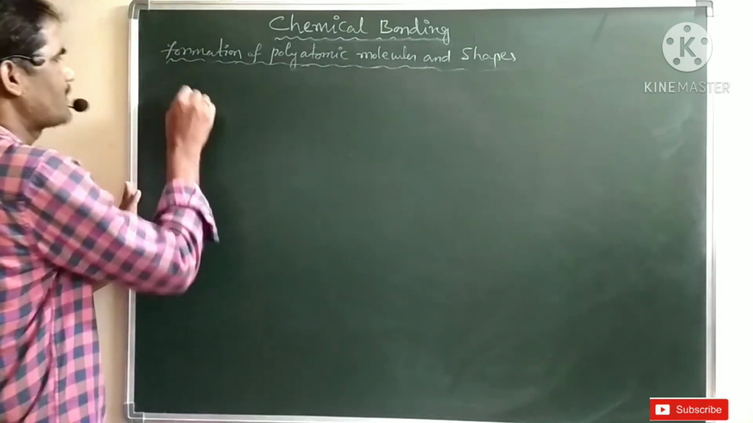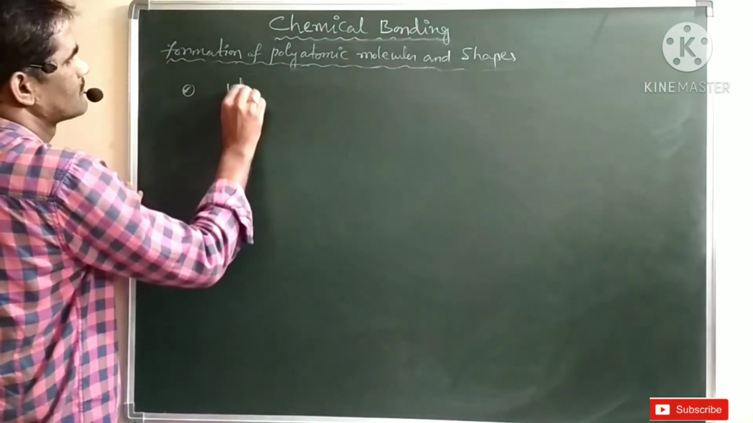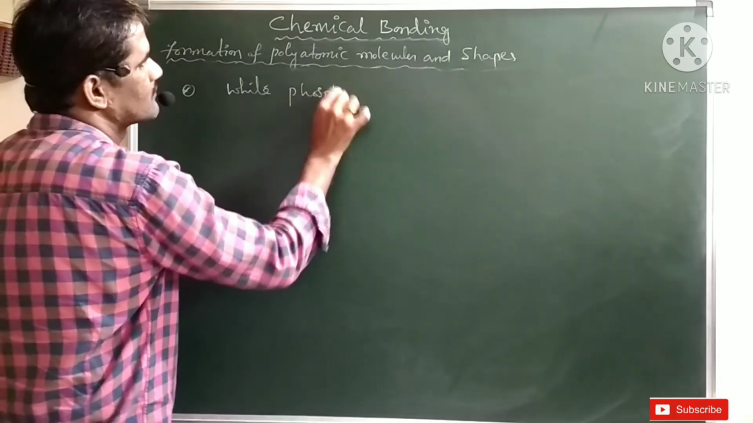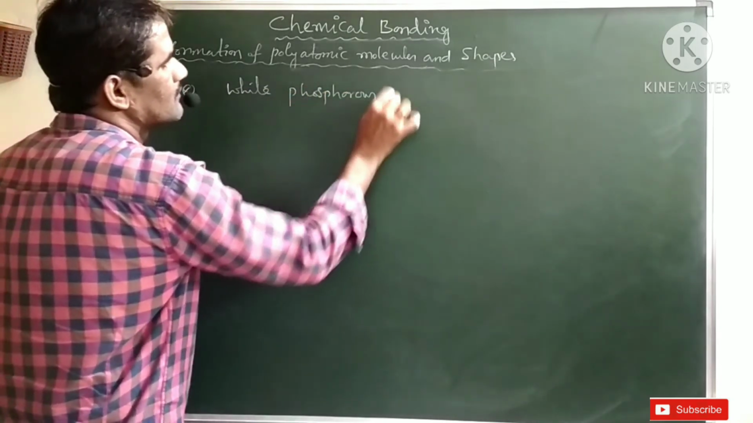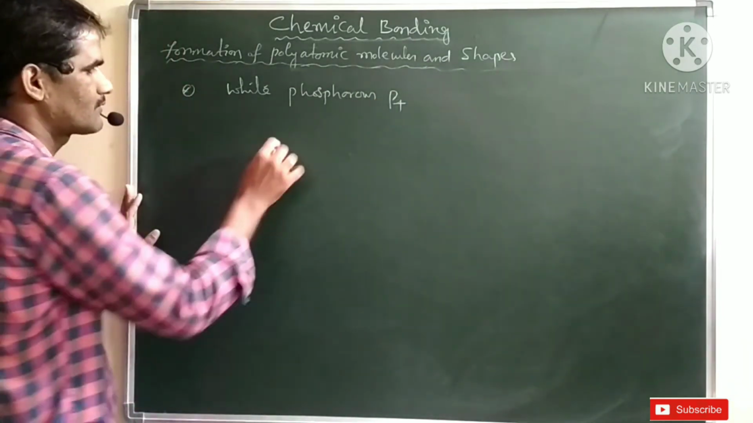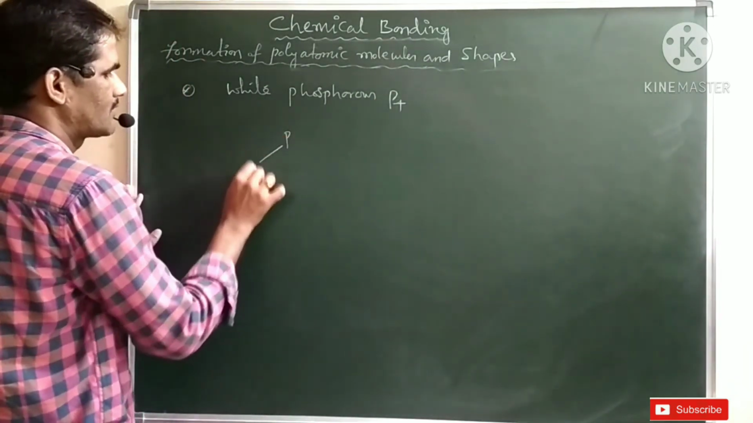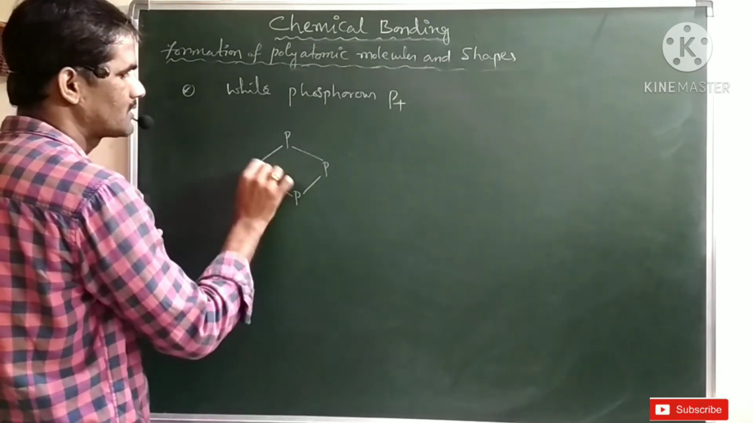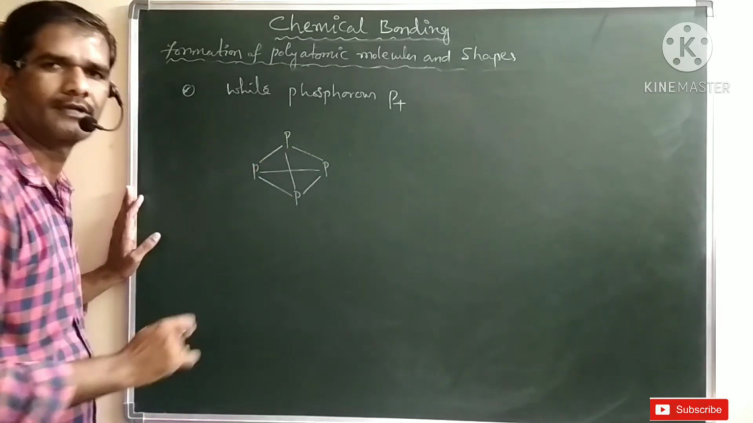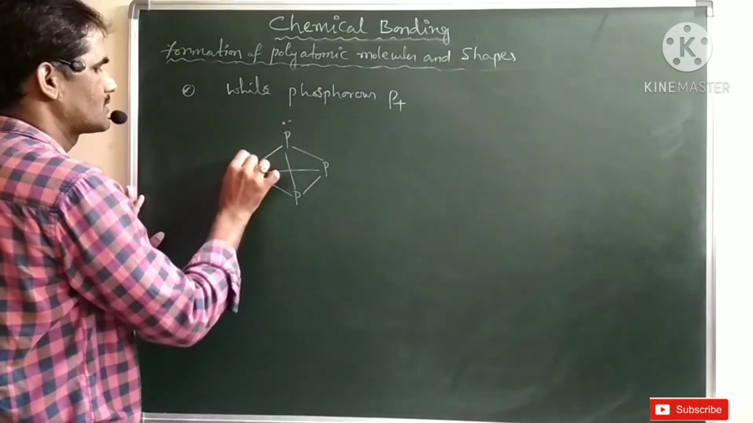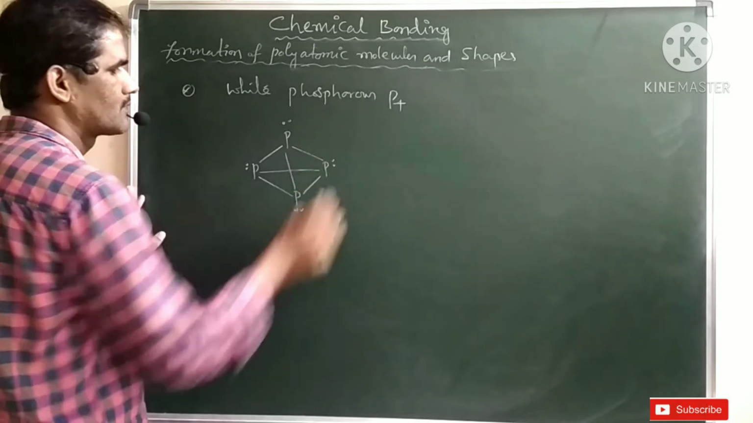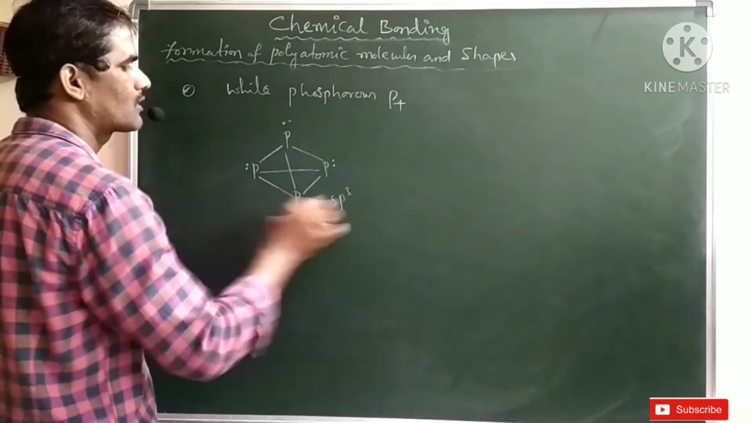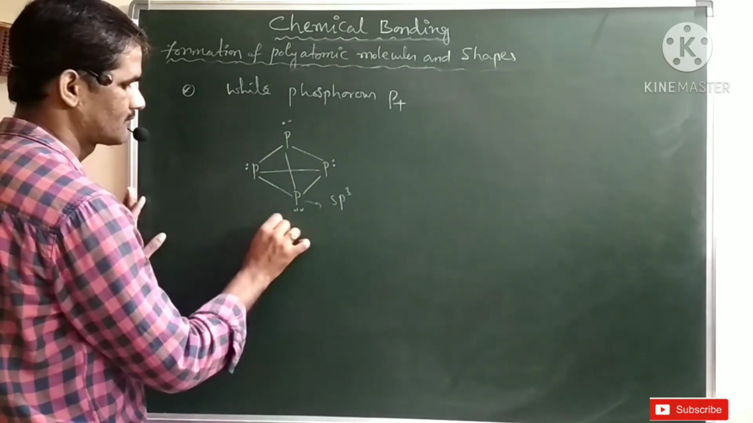And next we have the white phosphorus, that is P4. The structure of white phosphorus is a kind of tetrahedral geometry, and each phosphorus links in a tetrahedral manner, and it carries lone pairs. Again, here each phosphorus will undergo sp3 hybridization, and the overall geometry is tetrahedral.